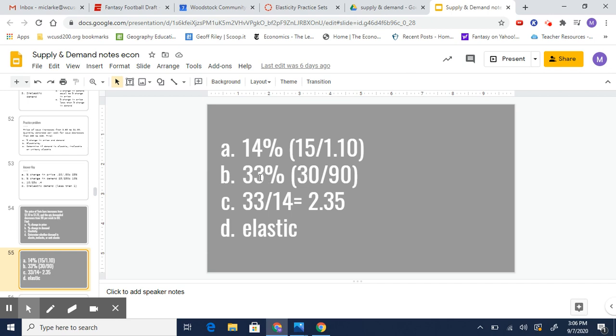Now, people buy 30 units less. They're going from 90 to 60. The original units were 90. You've got a 33% decrease in demand. 33% decrease in demand divided by a 14% price increase, you get 2.35. This is terrible news for Twix. Must be a lot of substitutes, a lot of choice in this market for people, because demand is really elastic.